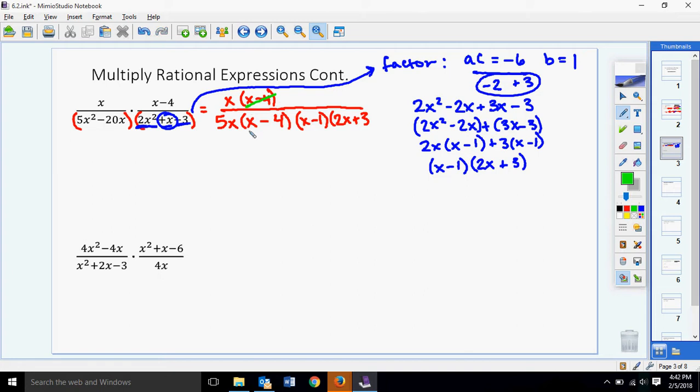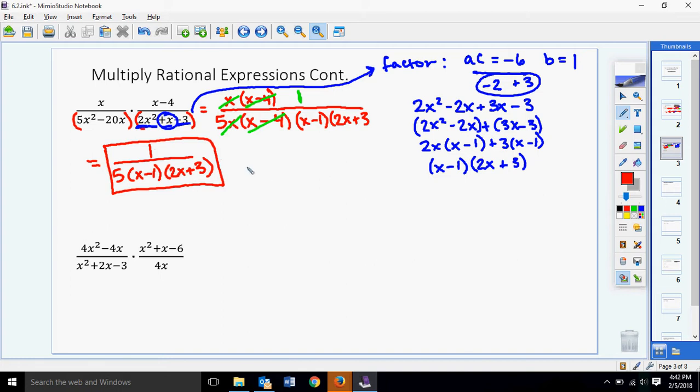Obviously, I have the x minus 4s that cancel, and the only thing left in the numerator is an x. So if I cancel him out here with this guy, I'm left with this imaginary 1 in the numerator. So my final factored form would be 1 over 5 times x minus 1 times 2x plus 3. This is as simplified as I can get.